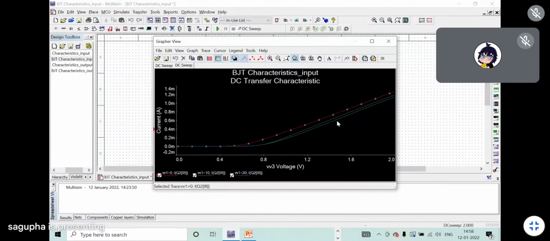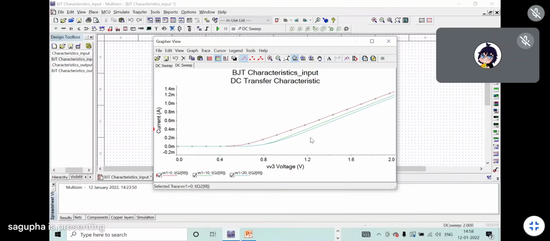Are you getting three characteristic curves? Yes, ma'am. This is with the black background. You can change the background from here. Click here and you can get the background from here. This is the input characteristics of your common emitter configuration BJT.